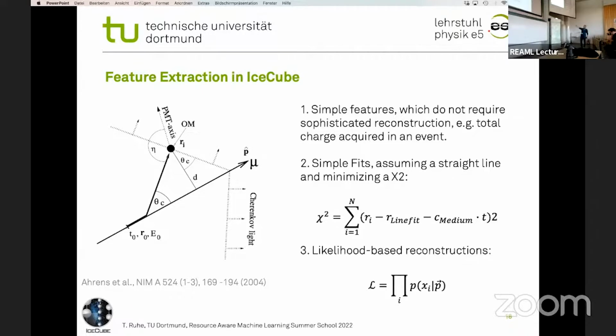Then you can go ahead and have some simple fits. This example assumes that we have a track-like event, right? You assume this muon to travel on a straight line, and then you can just go ahead and minimize a chi-square according to some track hypothesis. Also not too difficult. And the third one are likelihood-based reconstructions, where you basically have a certain set of parameters, and you're just trying to minimize the likelihood so that they best describe what you've seen. So the pattern of light, essentially.